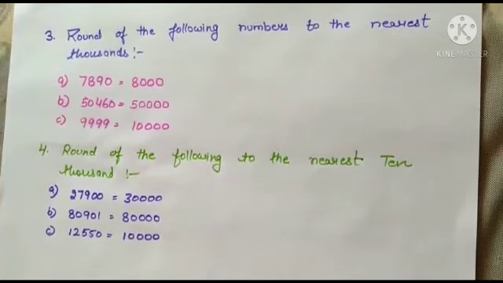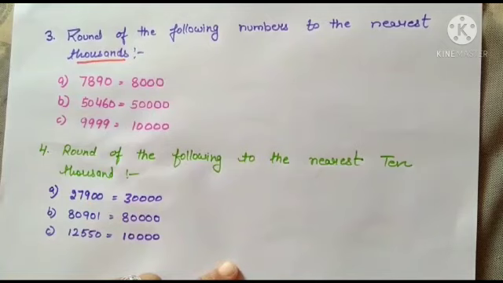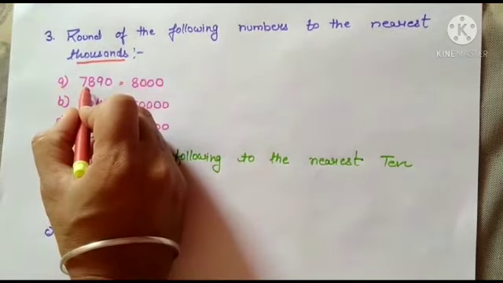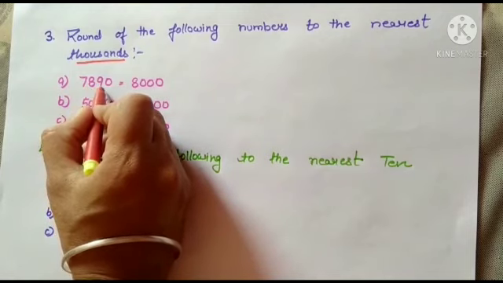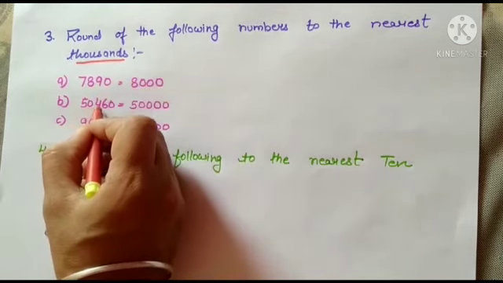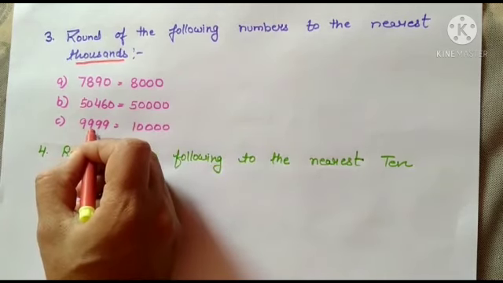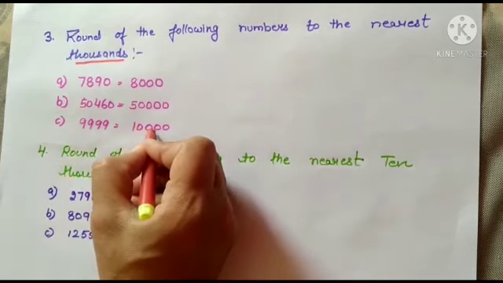Students, third question is: round off the following numbers to the nearest 1000. Now we will learn how to round a sum to the nearest thousands. The example is like this: first is 7890. The answer came to 8000. Next is 50,460. The answer came 50,000. Next is 9,999. The answer came 10,000.